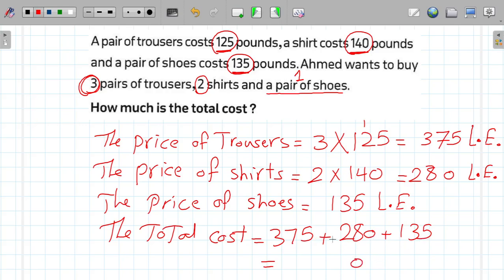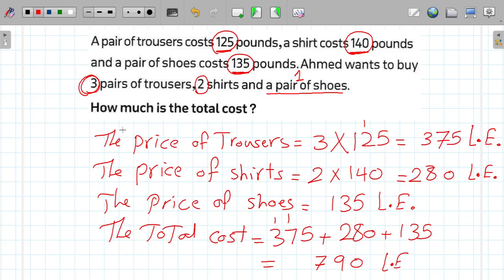So I will write 0 and carry up 1. 1 plus 7 equals 8. 8 plus 8 equals 16. And 16 plus 3 equals 19. So I will write 9 and carry up 1. 1 plus 3 equals 4. And 4 plus 2 equals 6. And 6 plus 1 equals 7. So the total cost will be 790 pounds.